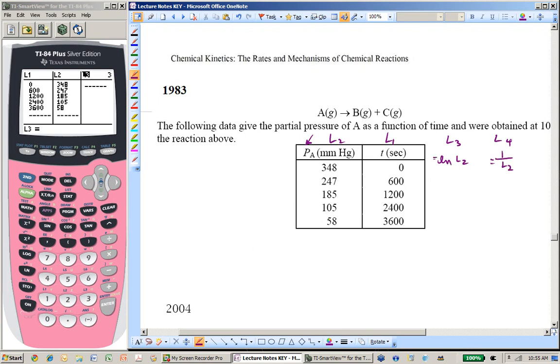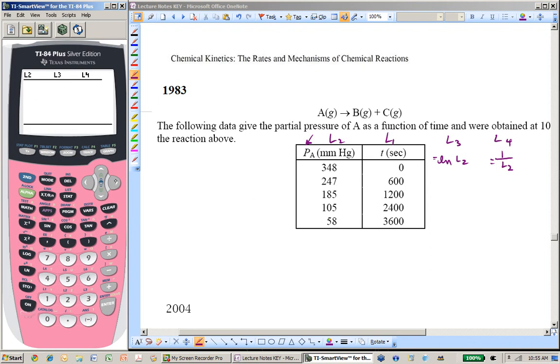It's what you define those columns as. So Ln of everything in L2, reciprocal of everything in L2. And there we go. So now we run those regressions. And you know what? Since we already have our calculator set up, we could cheat, but I think it's good for you one more time to set this up from scratch.